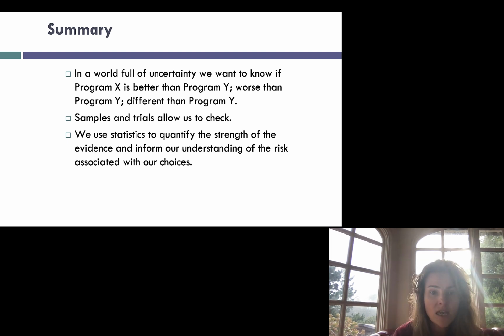With that, in a world full of uncertainty, we want to know, is program X better than program Y, worse than program Y, different than program Y, right? We need to have information in order to make decisions. And we go and we gather all these samples of data and do trials, do everybody's beloved pilot programs, and we get all of this data, and we need to try to make a decision from it. And when we can use statistics and quantify the strength of our evidence, right, it's a kind of signal to noise ratio that we get with this kind of formal hypothesis testing to try to inform our understanding of the risks that we're taking that are associated with our choices.